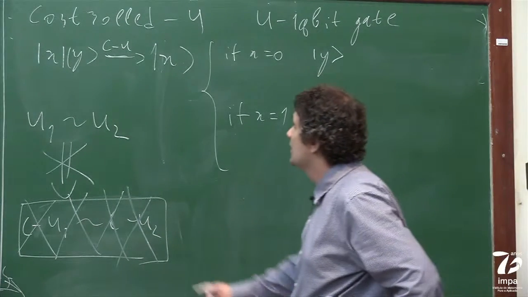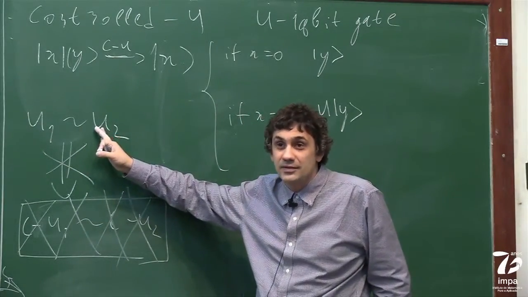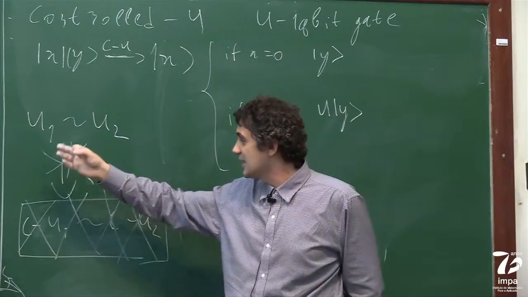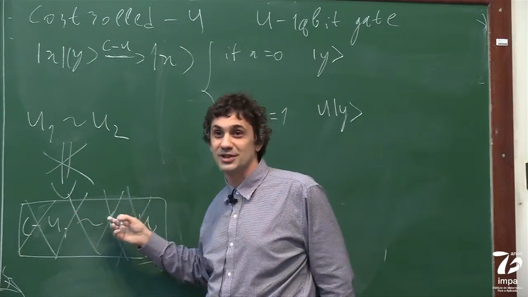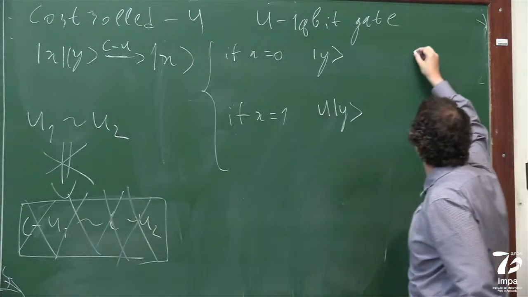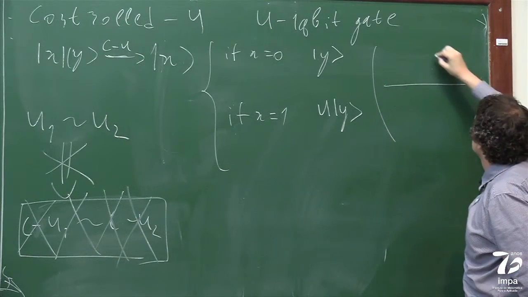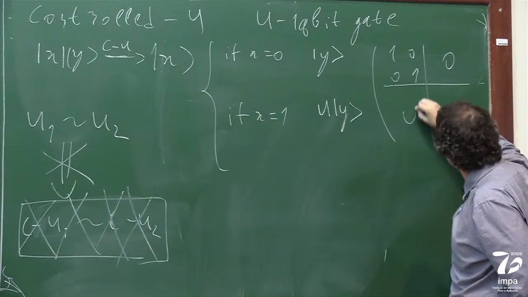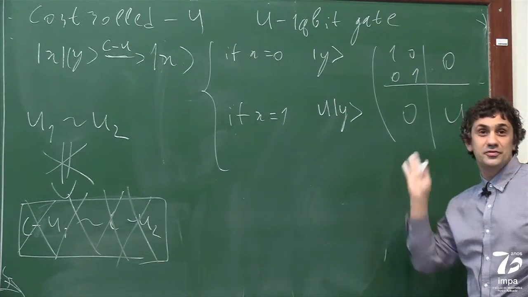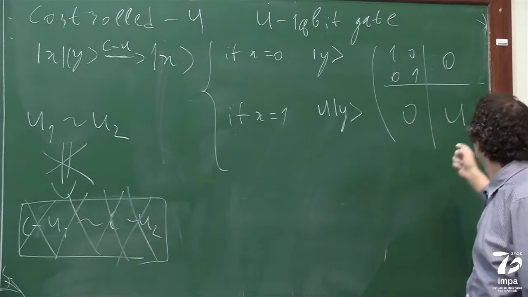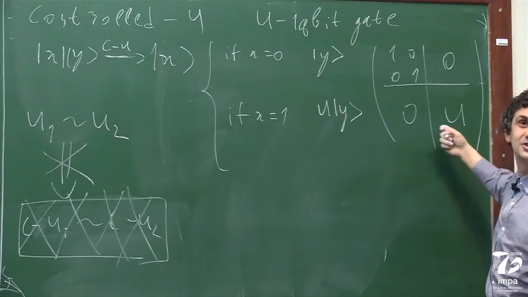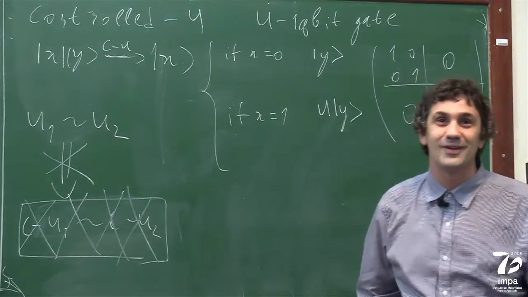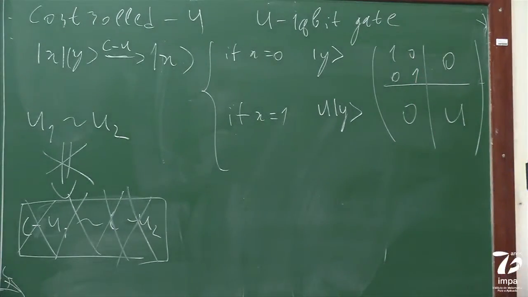So the statement that if two gates are equivalent, meaning they differ just by a multiplier by a constant, doesn't mean that the control operators corresponding to them are equivalent. Because once again, if we consider this as a matrix, we will get the following. If U1 and U2 are equivalent, this part is different by a constant, but this part has a multiplier 1 between them. So they're not equivalent.